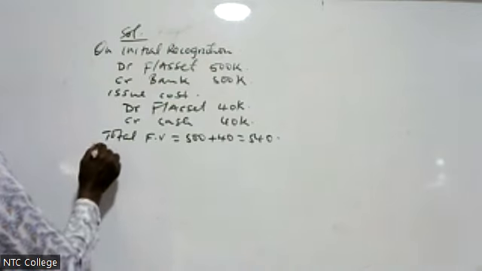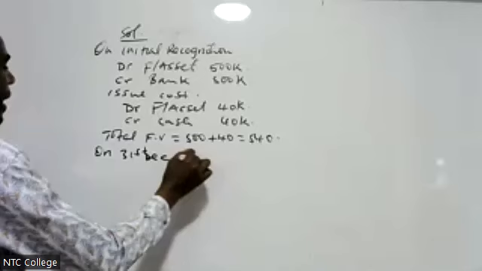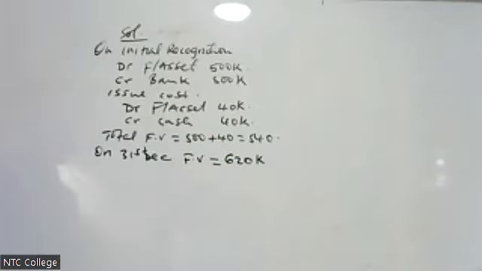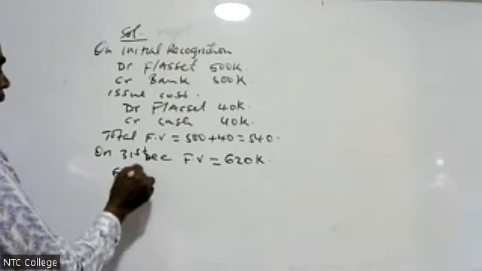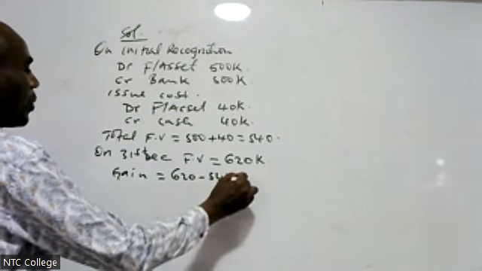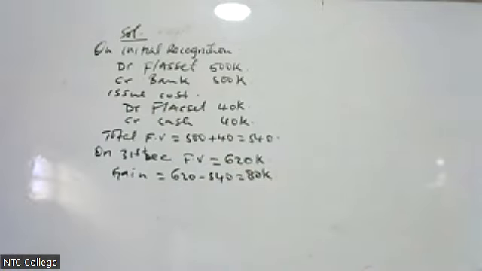Then on that 31st December, fair value equals 620K. Therefore, there is a gain, which equals 620 minus 540, which equals 80K. There is a gain of 80K on 31st December.